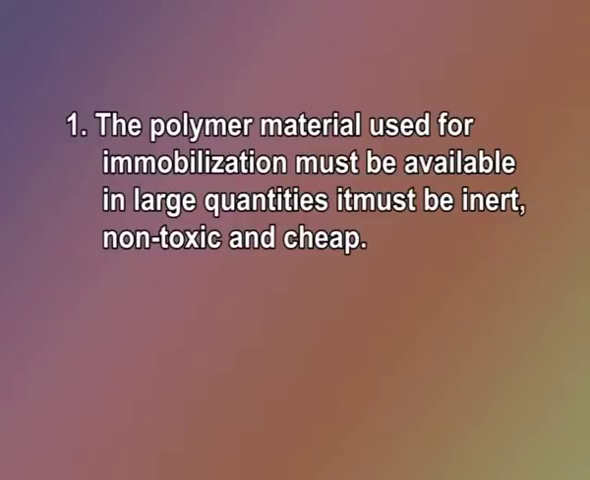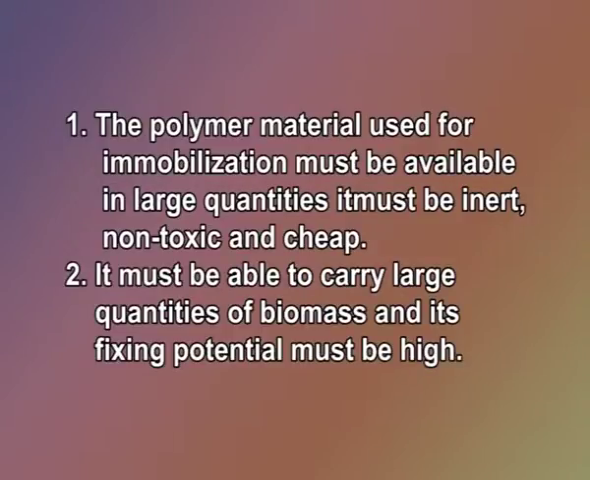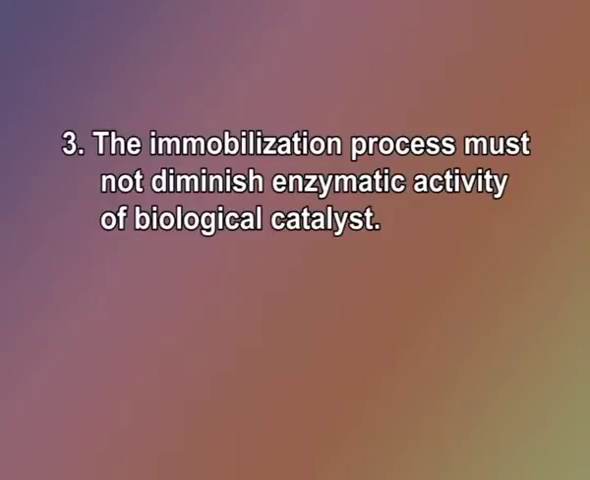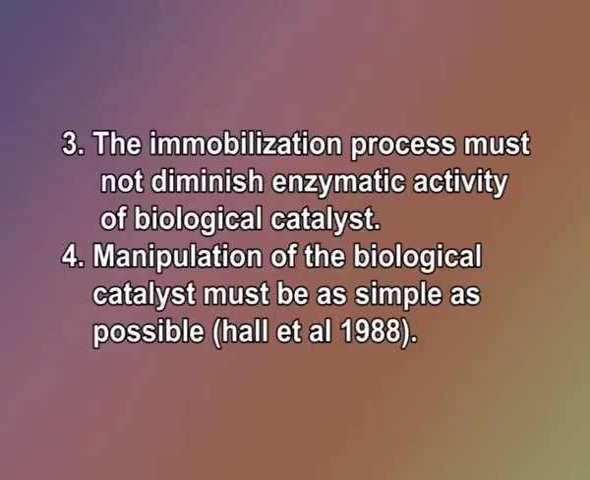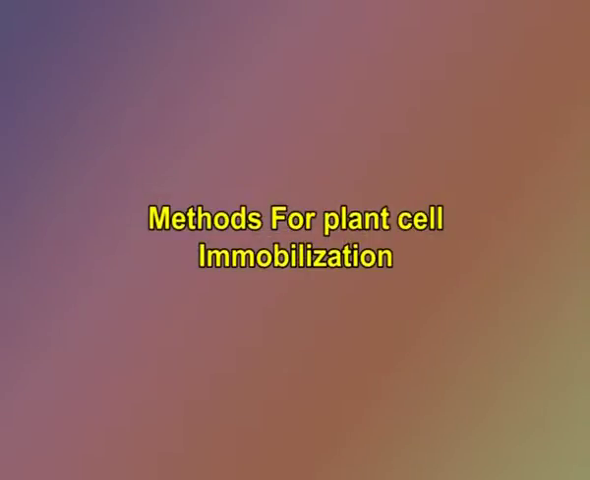The choice of a suitable immobilization system is determined by the following requirements. The polymer material used for immobilization must be available in large quantities. It must be inert, non-toxic and cheap. It must be able to carry large quantities of biomass and its fixing potential must be high. The immobilization process must not diminish enzymatic activity of biological catalyst. Manipulation of the biological catalyst must be as simple as possible, as studied by Hall et al. in 1988.